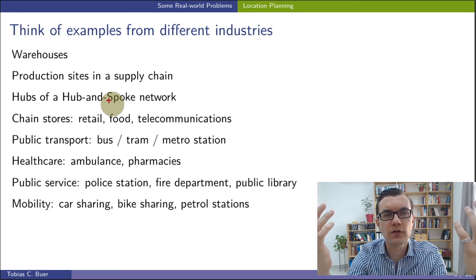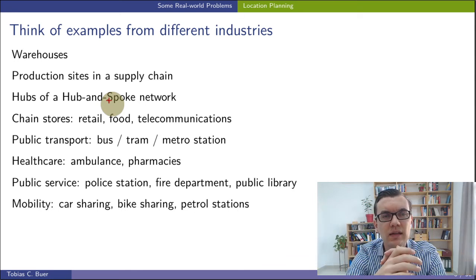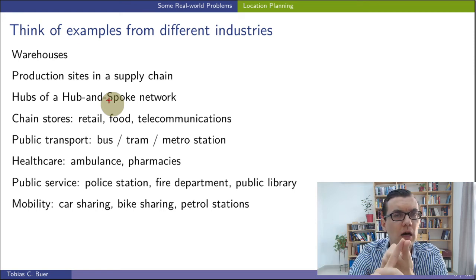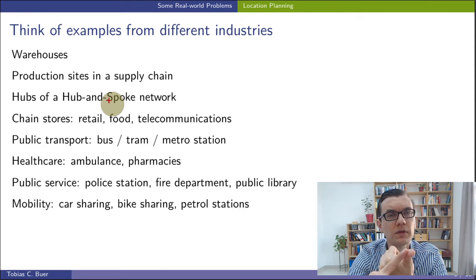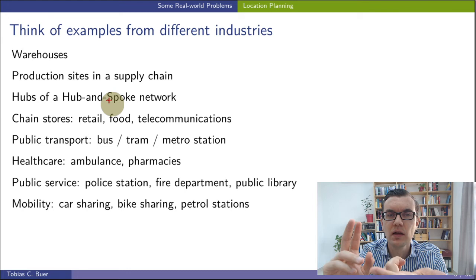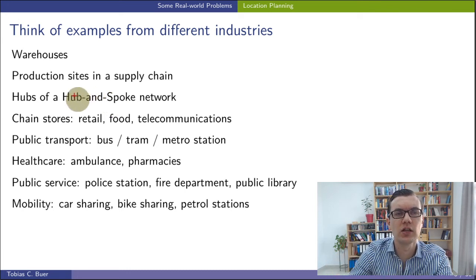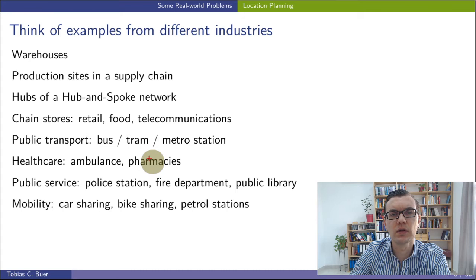Location decisions, of course, also exist in the healthcare industry. How many hospitals do you need to provide enough service for your people in your country? When you open pharmacies, then it's something similar to a chain store: where to place the pharmacies so that your customers are provided with the necessary services.